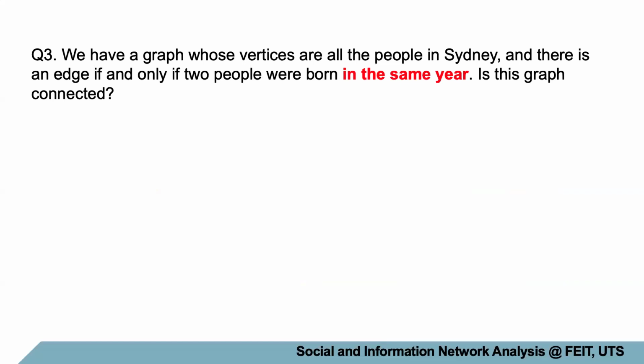Okay. Now let's think about this question. We have a graph whose vertices are the people in Sydney, but the difference is there will be an edge if and only if two people were born in the same year. Is this graph connected? We have 30 seconds to think about it.